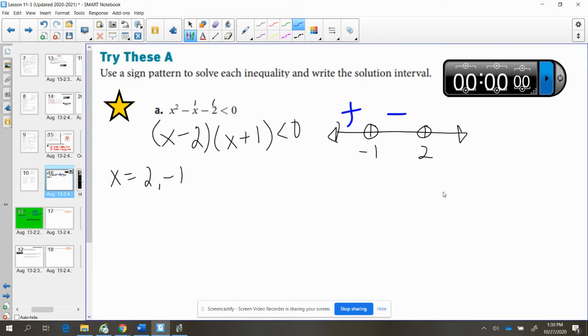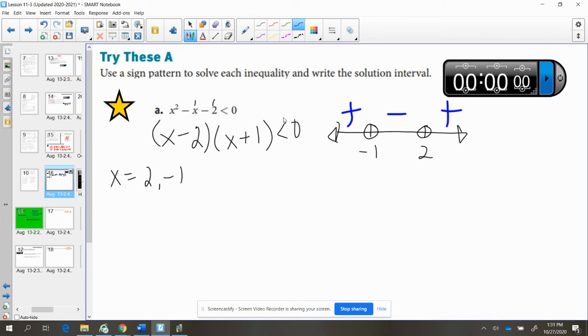Last but not least, I'm going to choose a number bigger than 2. I'm going to choose 100. That's bigger than 2. 100 minus 2 is a positive number. 100 plus 1 is a positive number. A positive times a positive is a positive answer, which means my answer would be above the x-axis here.